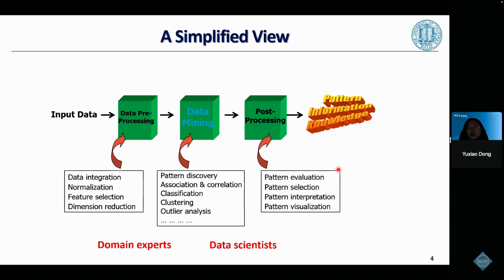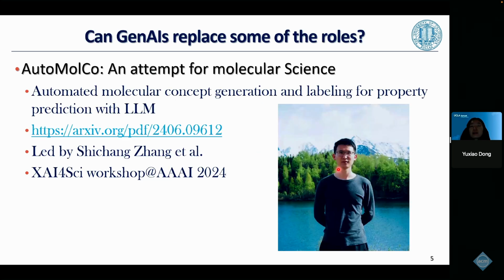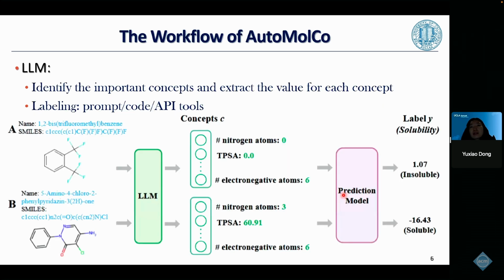In this process, we need domain experts and data scientists. They work together, especially for the first part and the last part. But then can Gen AI replace some of these roles? We did something recently, led by Shi Chang, who has just graduated and is right now a postdoc at Harvard. Our idea is to see whether LLMs have the capability to really understand the task and to help us do, for example, data integration and feature extraction. And it turns out that they can do very well.